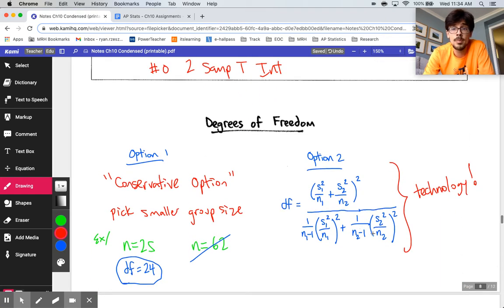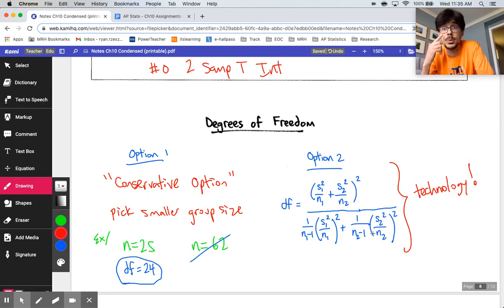So degrees of freedom are going to work exactly like before. Again, technology allows us to get a better degrees of freedom that sort of blends our two sample sizes and gets us some sort of mysterious degrees of freedom that's usually a decimal.